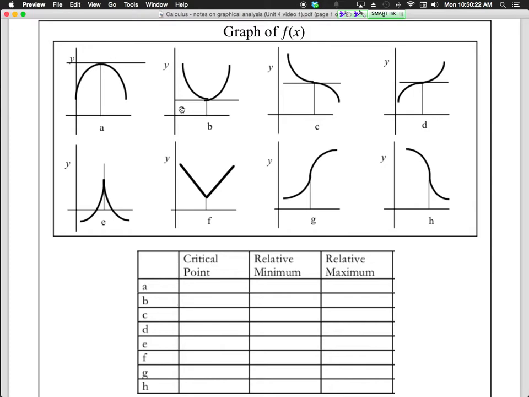relative mins. What's happening on both sides of C? They're both decreasing. On both sides of D, both increasing. G, both increasing, and H, both decreasing. So those aren't relative extrema because I'm not changing from increasing to decreasing or decreasing to increasing.